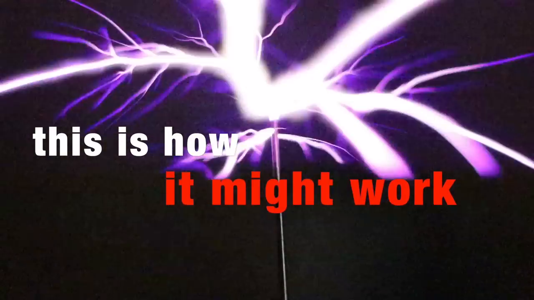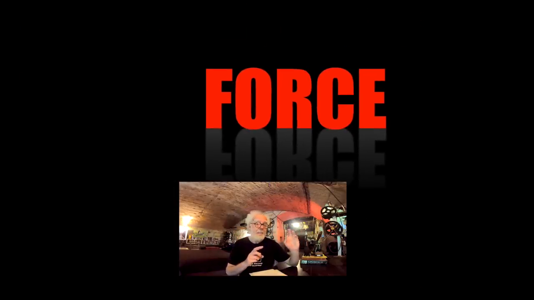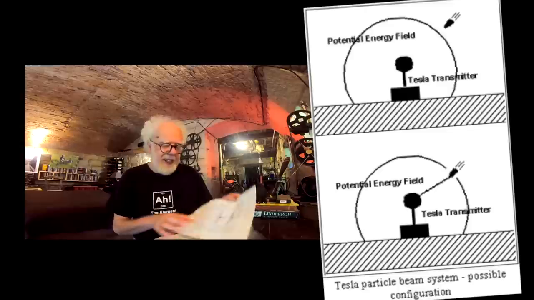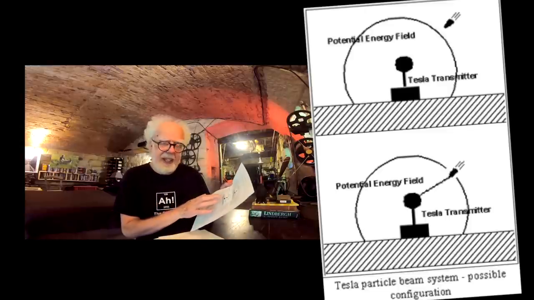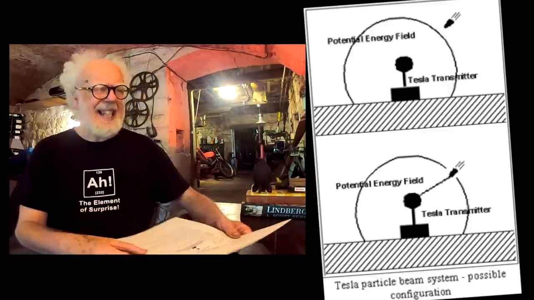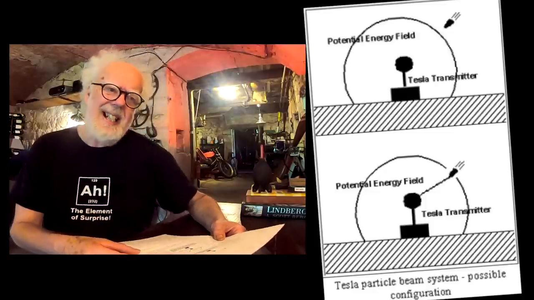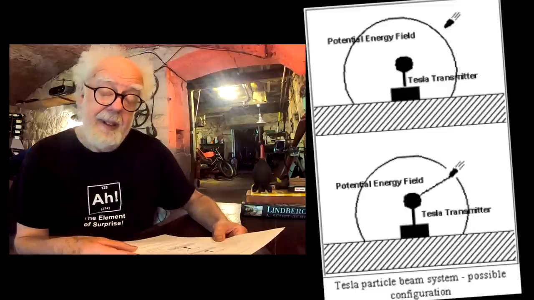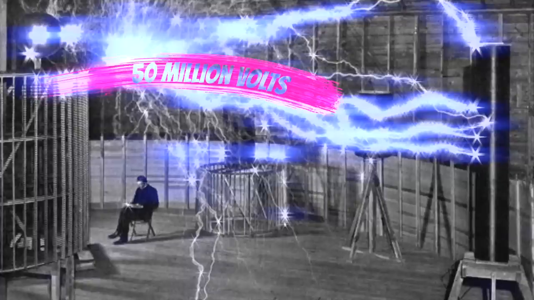The first thing you need to know is he called it a Tele Force because it wasn't a beam of energy. This is Oliver's illustration of how it worked, and I'll put it on the screen. Tesla had been working on extremely high electricity fields. You're talking, I mean, really unbelievable, 50 million volts at his workshop in Colorado, using today what we would call a Van de Graaff generator.